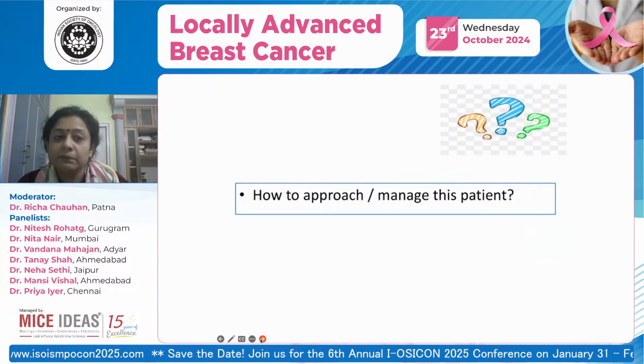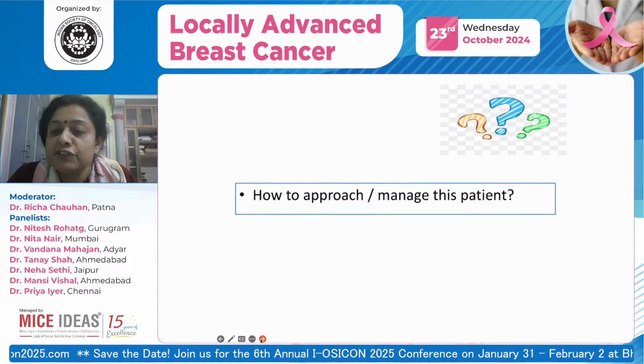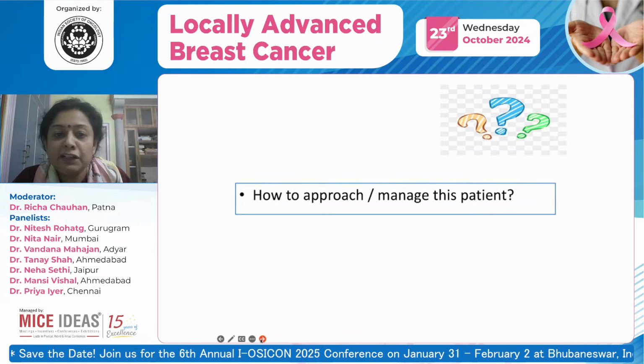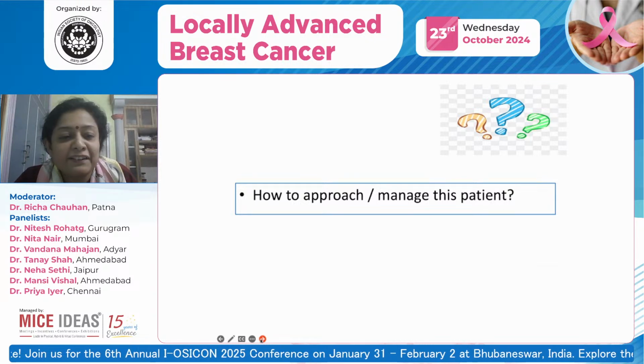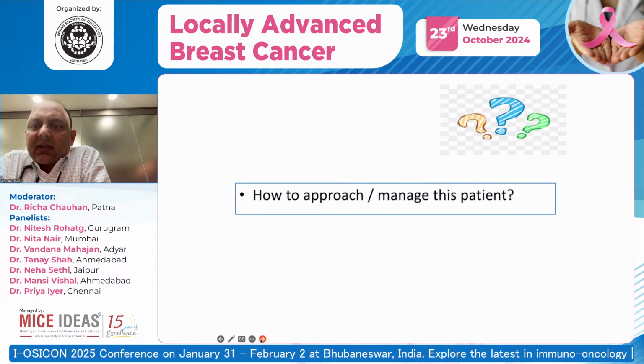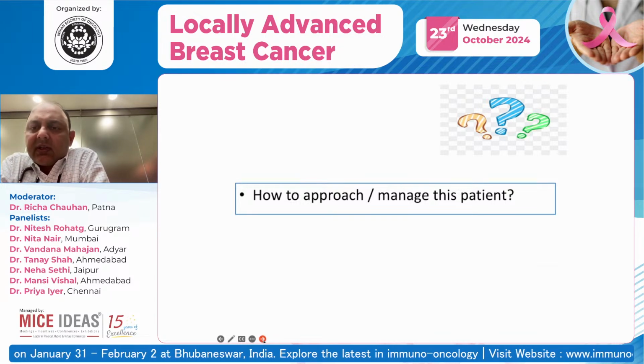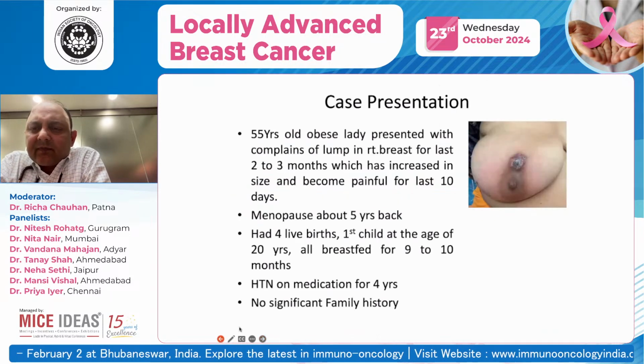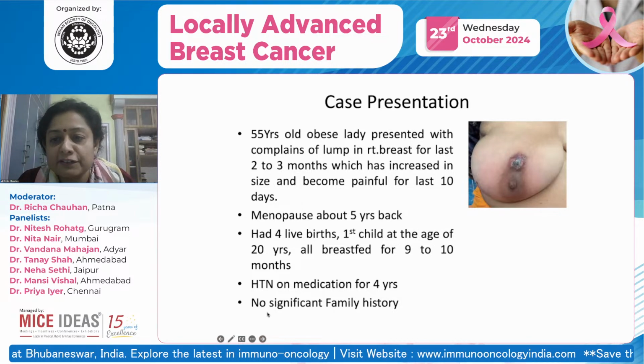Okay. So how to approach or manage this case? I think any of our clinicians can take this case. Hi, ma'am. I guess on examination, you said there was a fair amount of lymphadenopathy? Yeah. So this was the case.